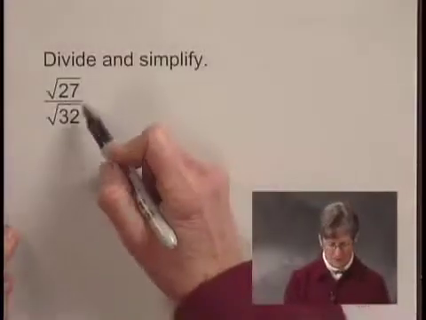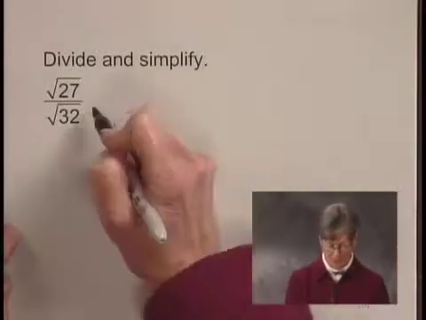In this exercise, we'll divide a radical expression. We'll divide two radical expressions, and then we'll simplify if we can. We have the square root of 27 divided by the square root of 32.